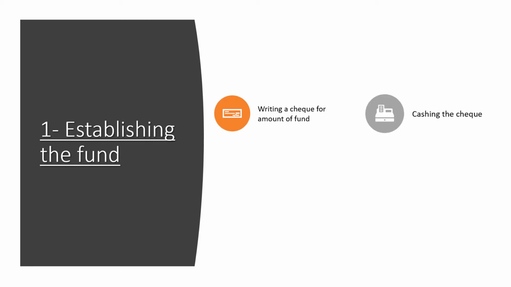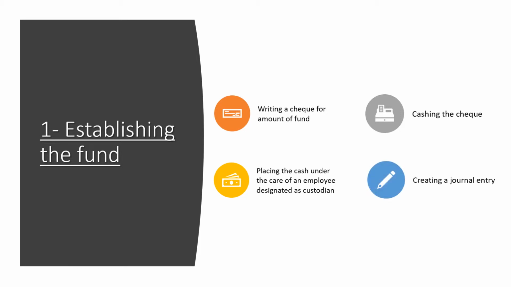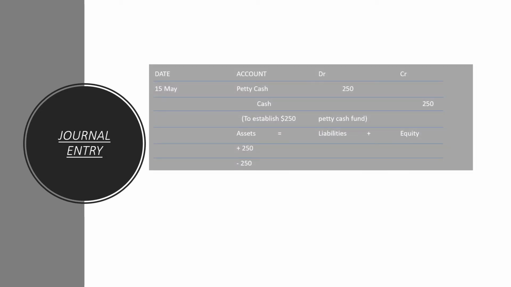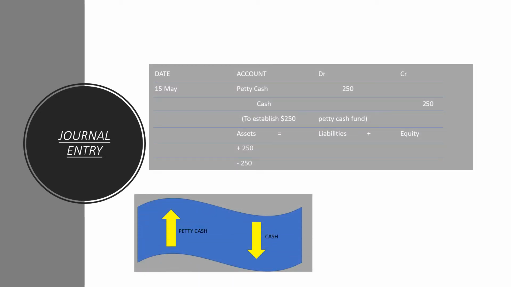The first activity involves establishing the fund. A petty cash fund is established when a check is written for the amount of the fund, the check is cashed, the cash is placed under the care of an employee, and lastly, a journal entry is created. In the journal entry, the petty cash account increases while the cash account decreases. The total assets remain the same as no cash has been disturbed yet.